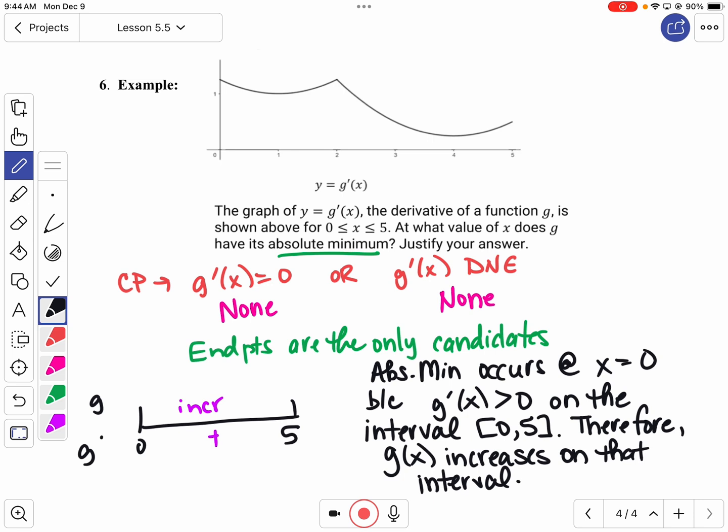Okay. All right, question. That's the candidates test. It's really what we've already done. You just have to consider the endpoints.